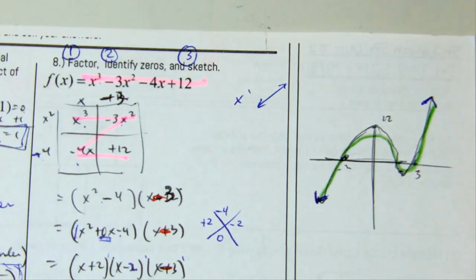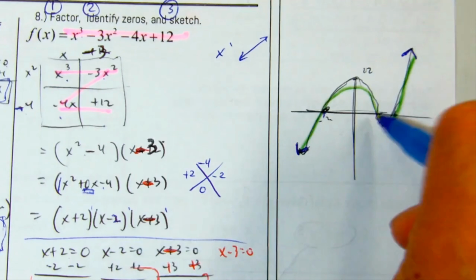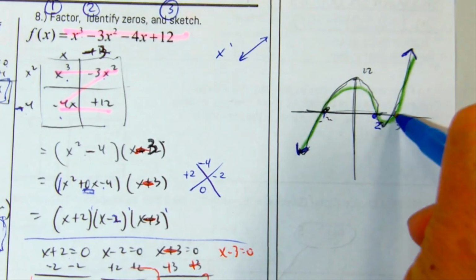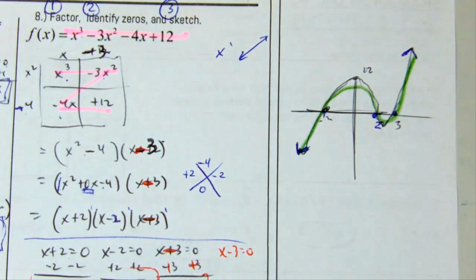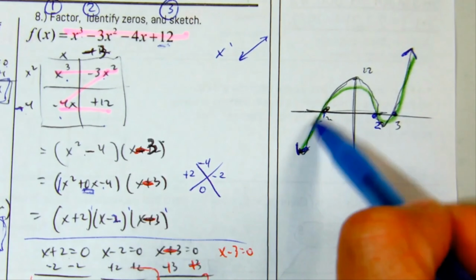I have negative 2, positive 2, and positive 3. There are going to be shoot-throughs on all of those. Y-intercept is 12. Question?